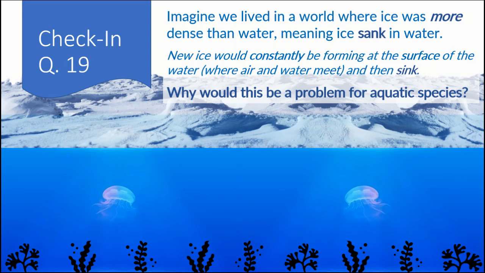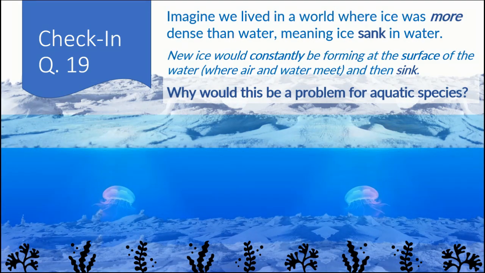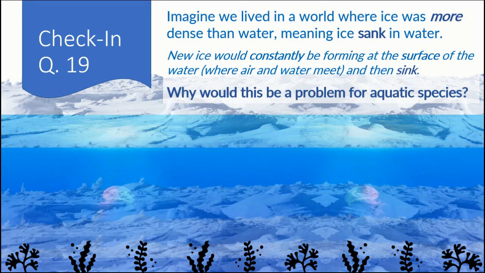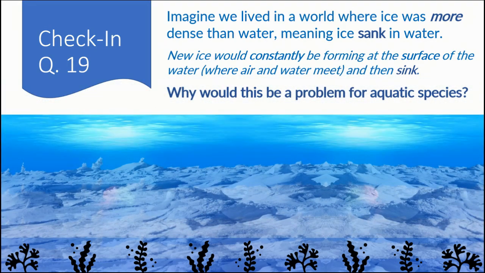world where ice was more dense than liquid water, meaning ice sank in water. So new ice would constantly be forming at the surface of the water and then sink. Why would this be a problem for aquatic species?